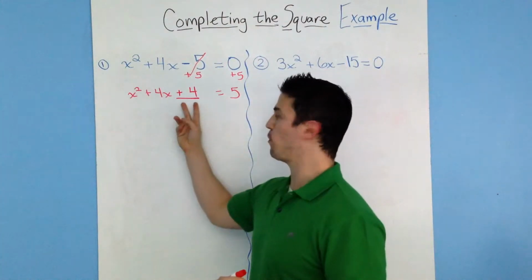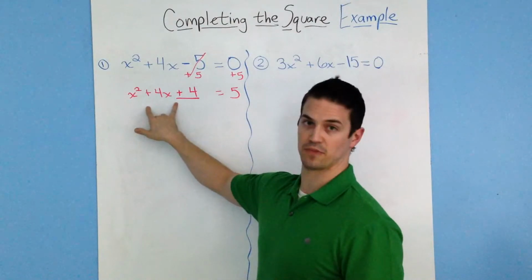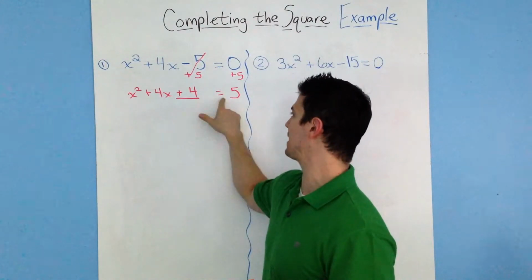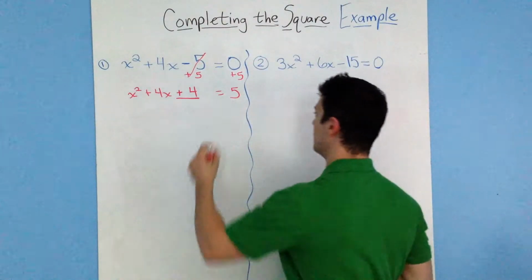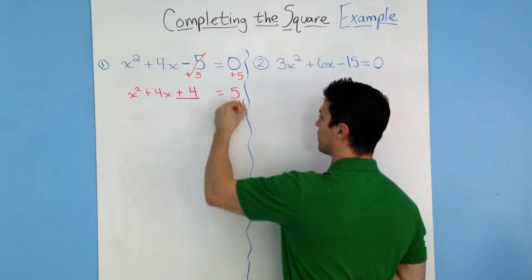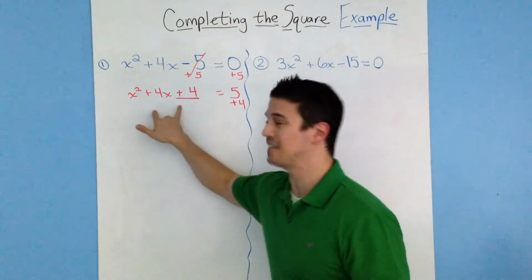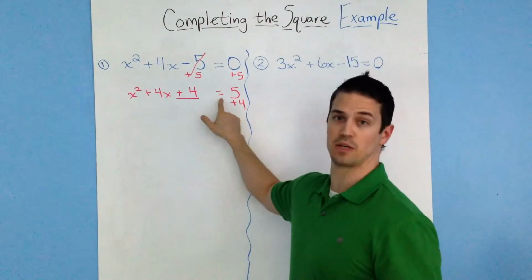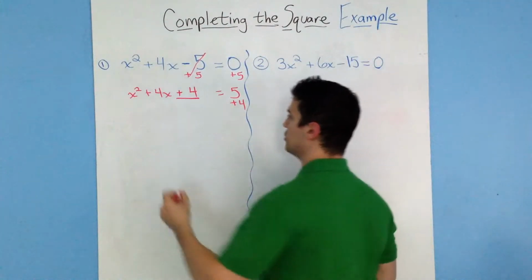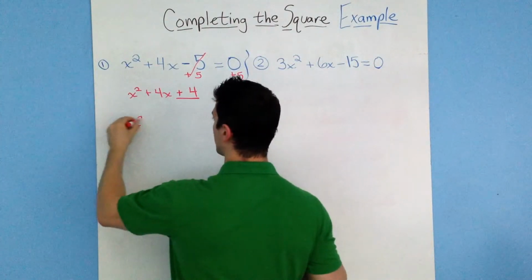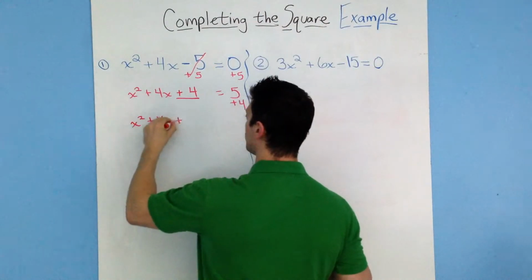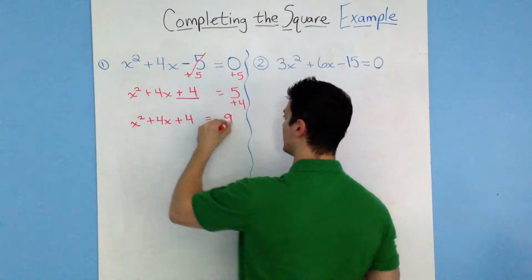Now because I added 4 out of nowhere to one side of this equation, I need to equally put this plus 4 on the other side. So I'm also going to put a plus 4 over here. What you do to one side, you equally have to do to the other. That's what this equal sign forces us to do. So you end up with x squared plus 4x plus 4 is equal to 9.